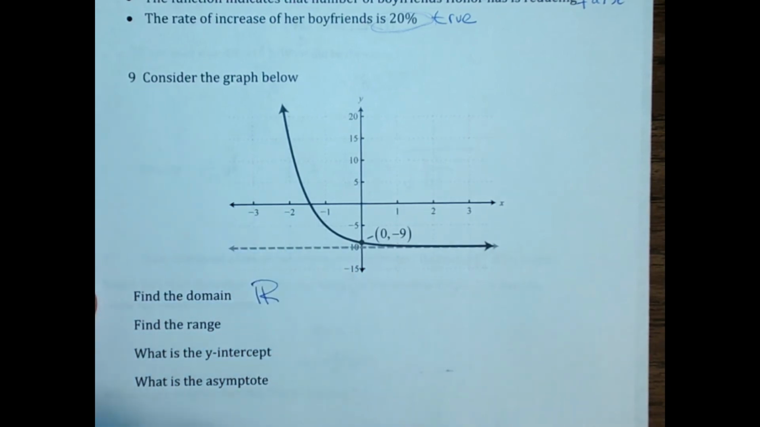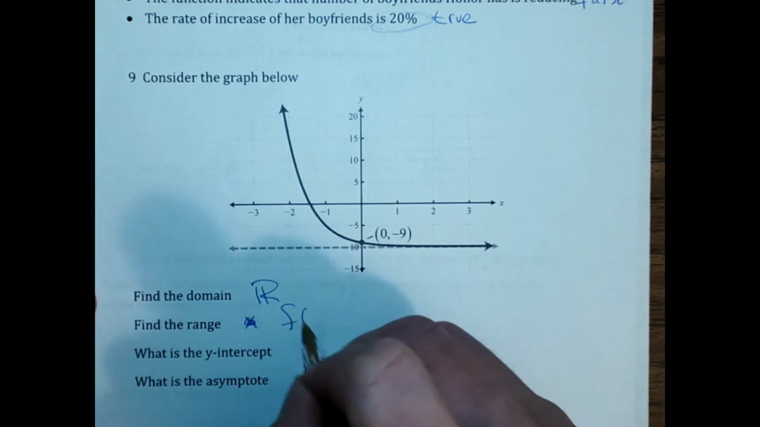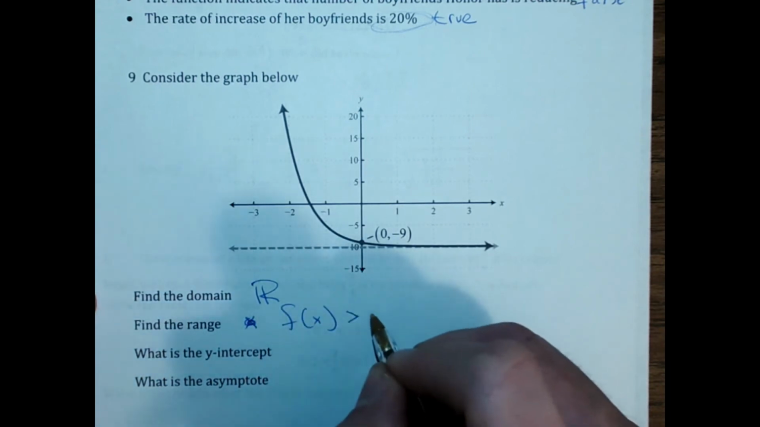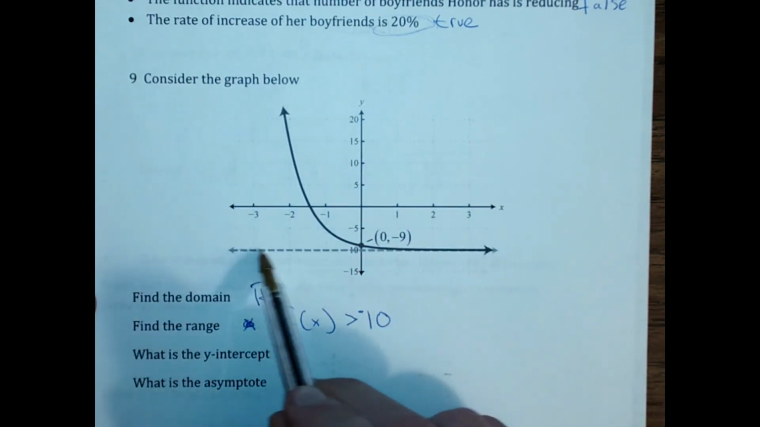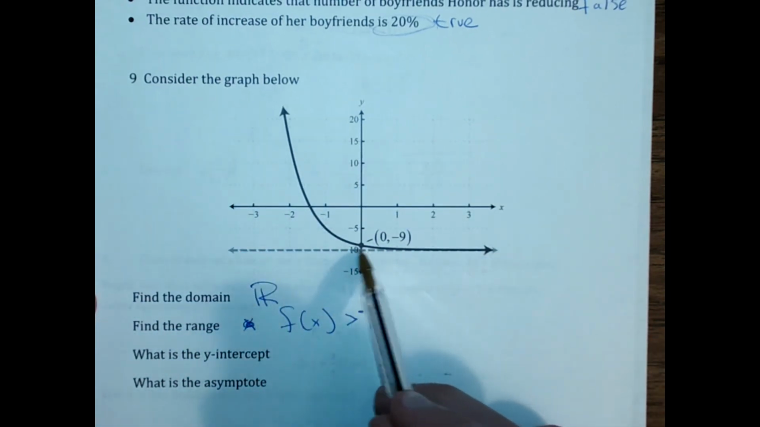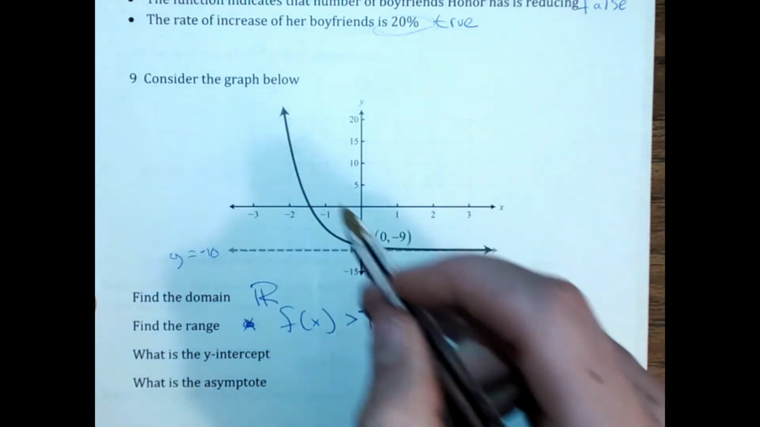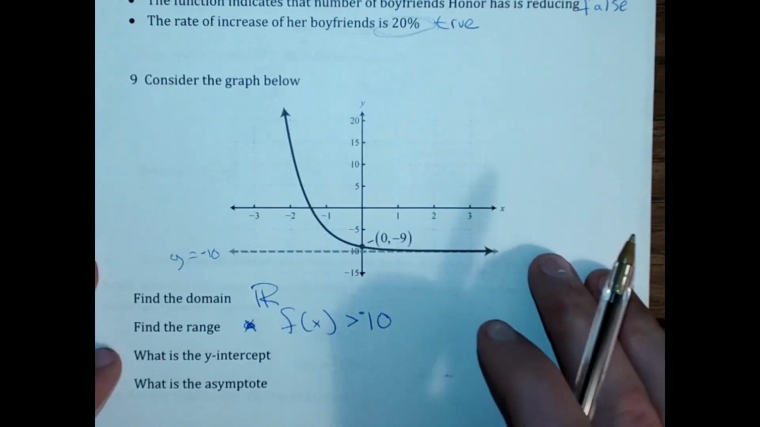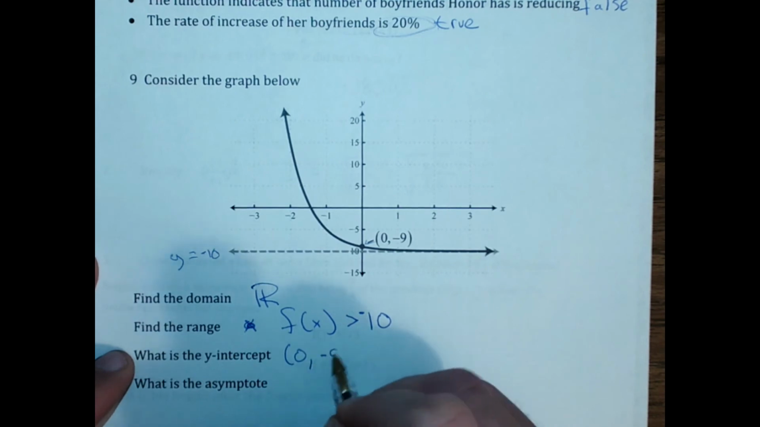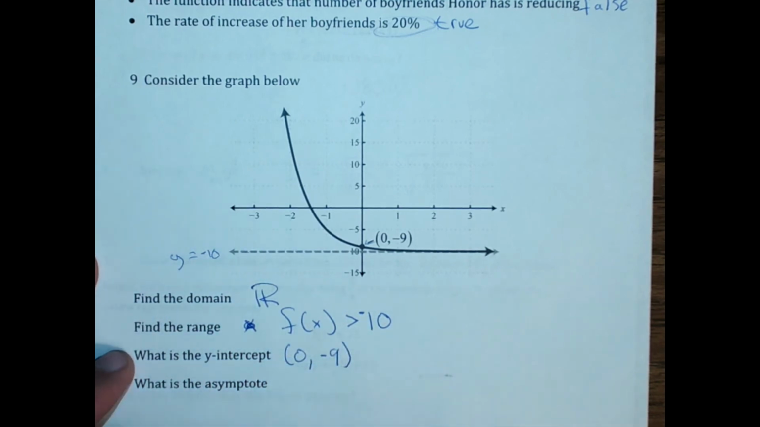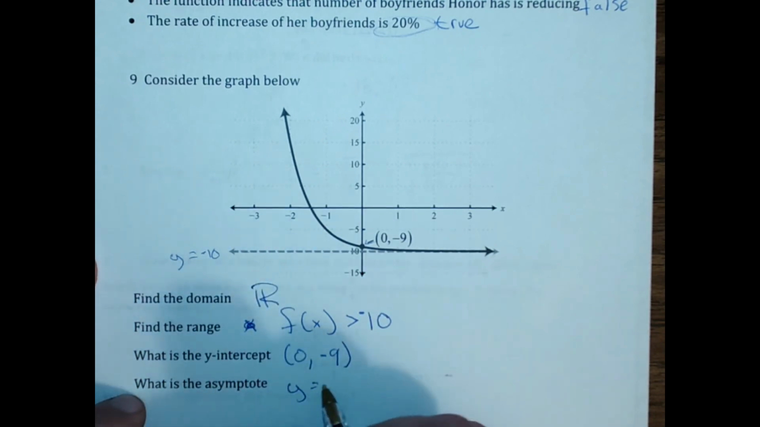And then we did this one in class, but I'll go ahead and rewrite. We've got all real numbers for the domain. Our range is going to be not x, but f of x has got to be greater than -10, but not equal to, because our asymptote is a horizontal line there at y equals -10, and the function is going to approach -10, but it'll never get there. The y-intercept is pointed out right there, 0, -9. That should be very straightforward. And then the asymptote is the horizontal line at y equals -10.